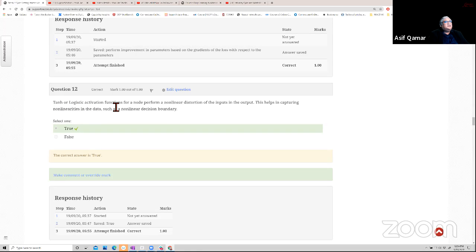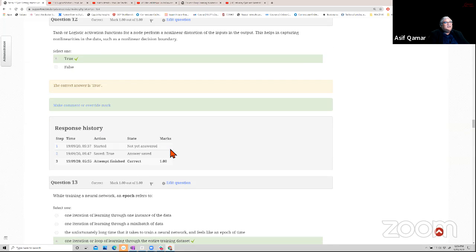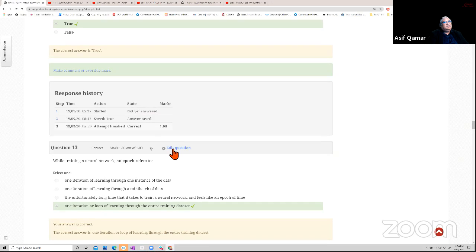So anyway, these tanh or logistic activation functions for a node perform a nonlinear distortion of the input in the output. This helps in capturing non-linearities in the data, such as a nonlinear decision boundary. We talked about that, right? What does it do? It distorts. These activation functions are distorters. They will distort your input space, and therefore you now have a non-linearity that can actually fit to the non-linearities in the data.